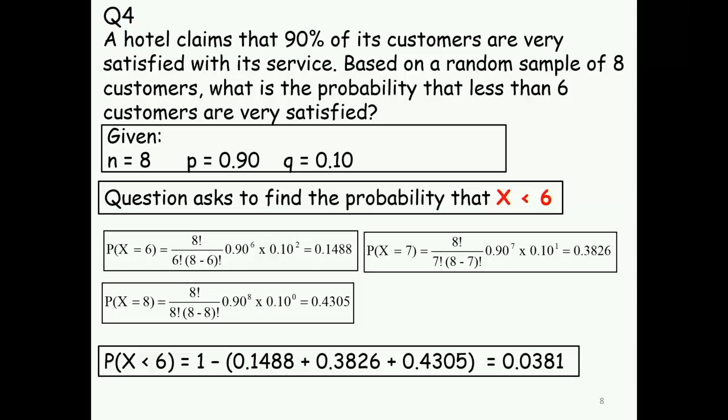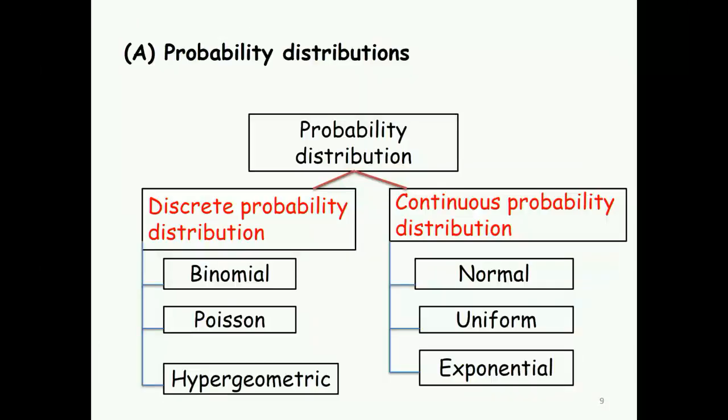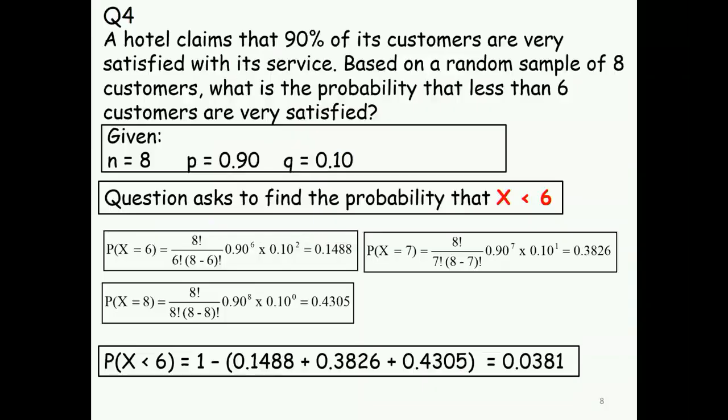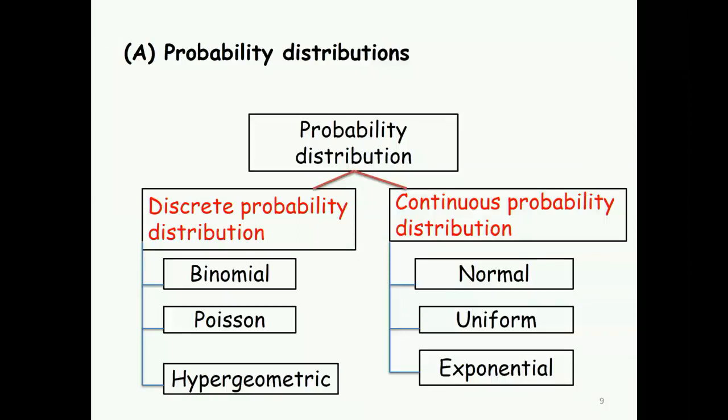Now let's go to today's lecture. If you remember, we did discrete: 1, 2, 3. How many televisions in your house? How many friends do you have? It is all discrete. We did binomial. Now we will do Poisson. We will do hypergeometric. We will come to continuous.